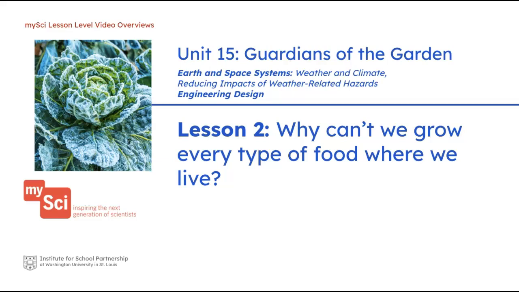Students figure out that there are different climate zones across the world. Each type of food needs certain climate conditions to grow. Foods can only grow in the climate zone that matches their growing needs. Students make connections to the storyline by learning all plant types cannot be grown in all climates.